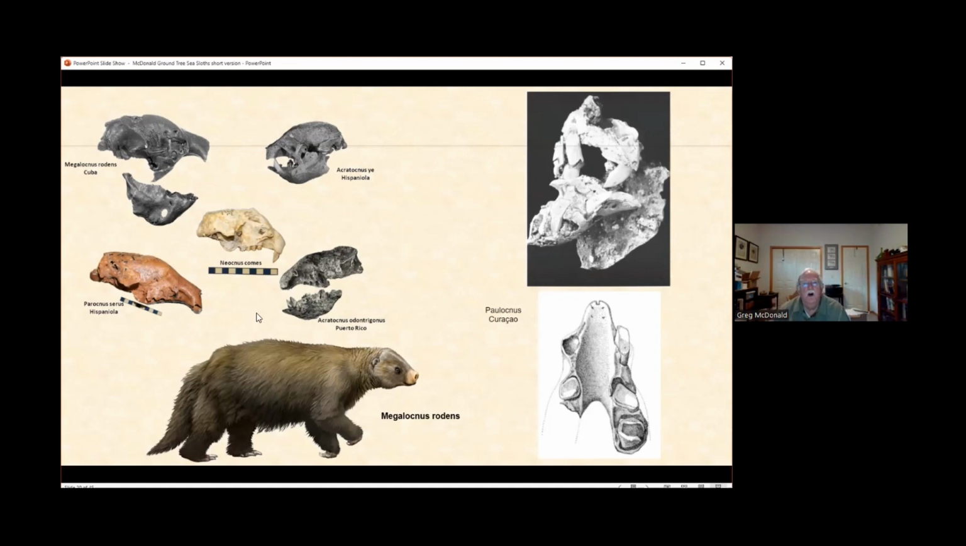So being a megafauna is relative depending on where you are and whether other animals are around. But once again, they all have this characteristic enlarged caniniform in front of the skull. And then we have Paulocnus, which is the one found on Curacao. So who knows, maybe more work in the Caribbean on some of the other islands may turn up sloths, but they've already got a pretty good distribution.